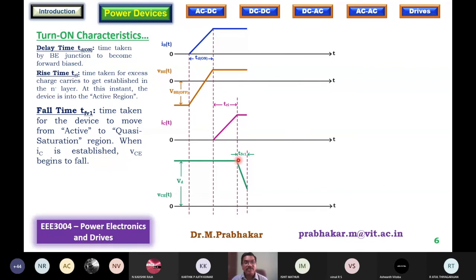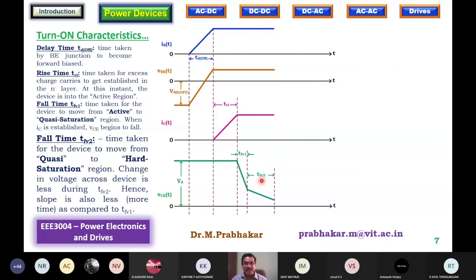The moment the device is in the active region, it has to be pushed into quasi-saturation. For moving the device from the active region to the quasi-saturation region, there is some time duration because the voltage falls. We call it fall time 1, TFV1. During this time, the device moves from the active region to the quasi-saturation region. Finally, it will be complete when the device moves from quasi-saturation to hard saturation. Remember, the time taken from quasi to hard saturation will be more, and the voltage fall will be less.